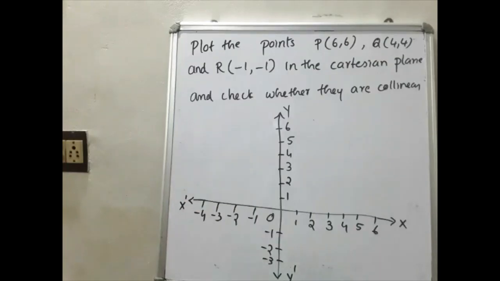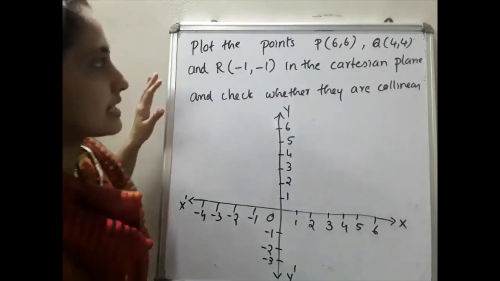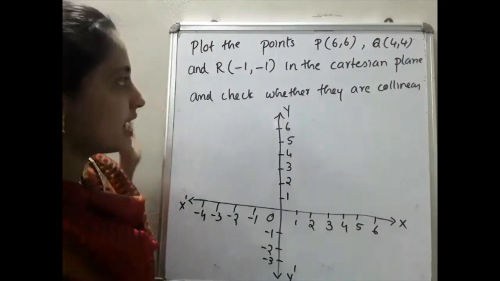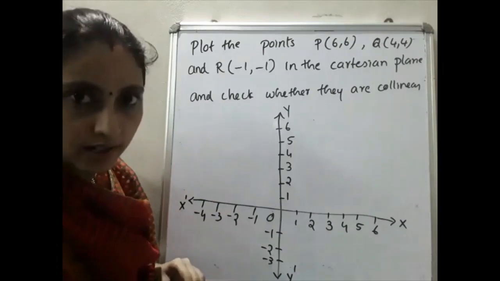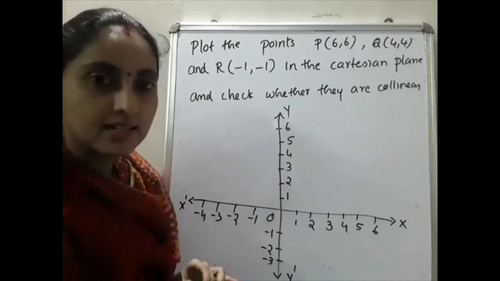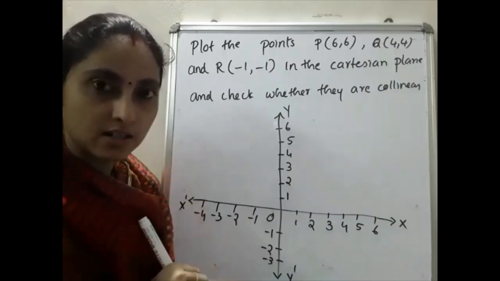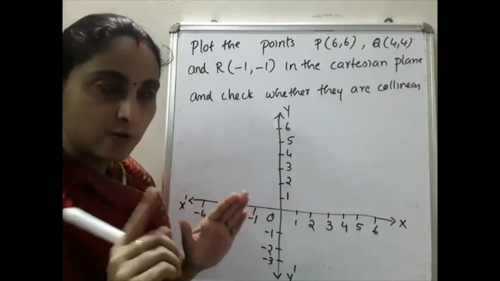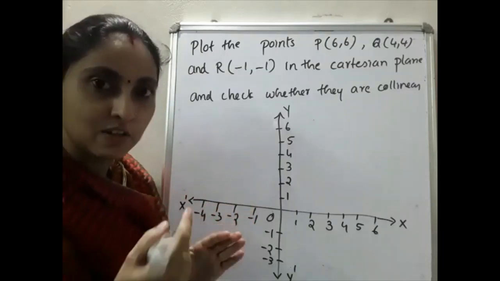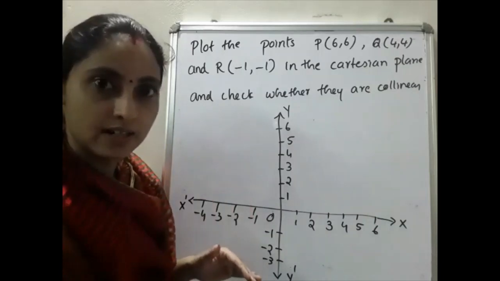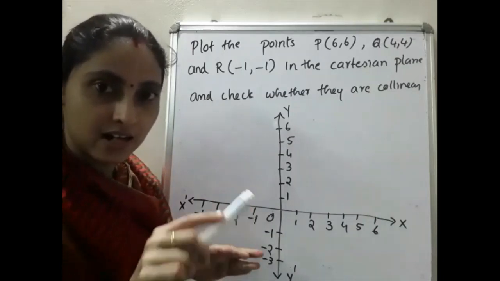Next question is plot the points P(6, 6), Q(4, 4), R(-1, -1) in the Cartesian plane and check whether they are collinear. Collinear means they are on the same line. In 8th standard you worked out this problem. Did you remember that? There were 4 or 6 questions based on examples and verification also. That is based on the Cartesian coordinates.